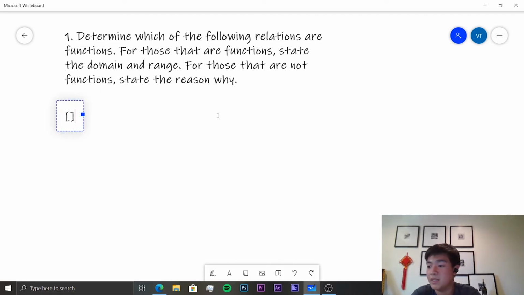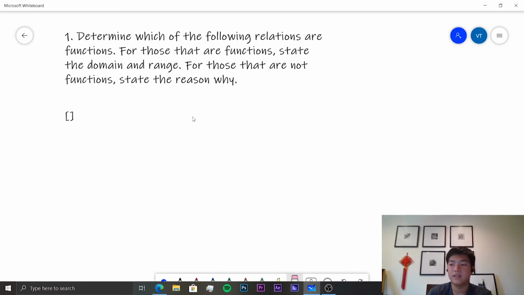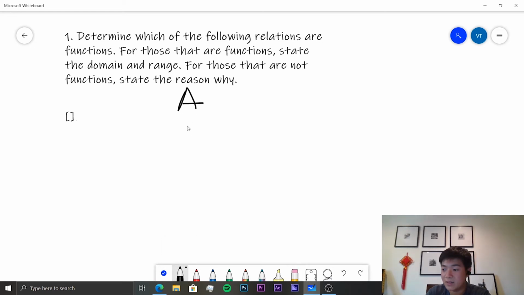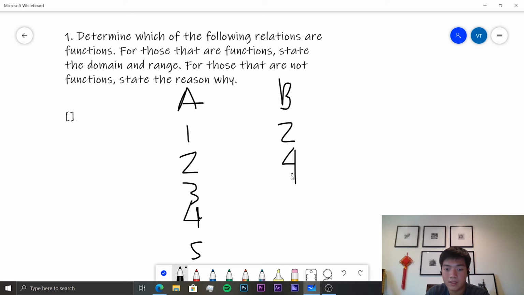And that would be, oh, it's a diagram, okay. So we have A having 1, 2, 3, 4, and 5, and B having 2, 4, 6, 8, 10.